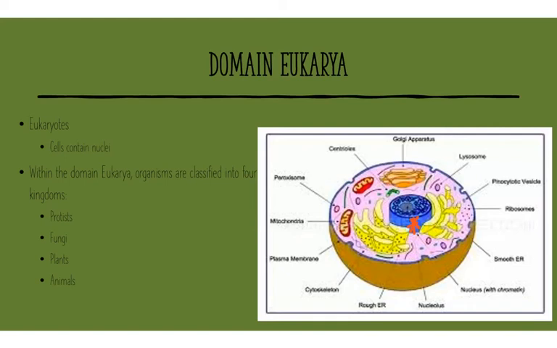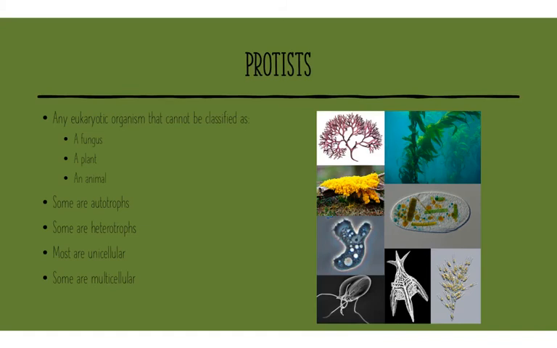Those kingdoms are protists, fungi, plants, and animals. So we're going to take a look at each of those kingdoms right now. So protists are eukaryotic organisms. We just said that they are eukaryotes, or within the domain Eukarya. And any eukaryotic organism that cannot be classified is considered a protist. So we consider protists, fungi, plants, and animals.